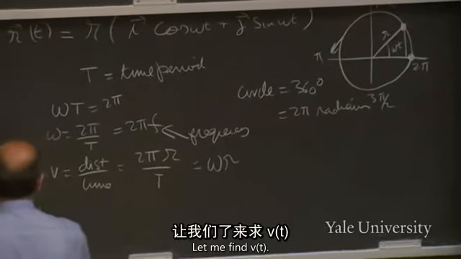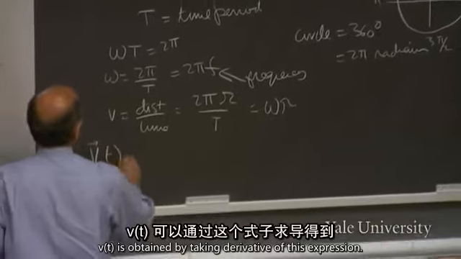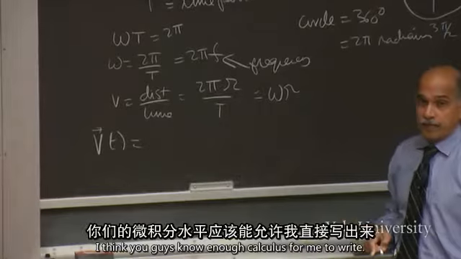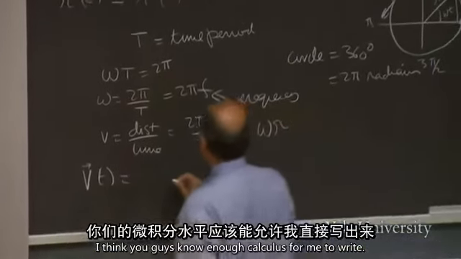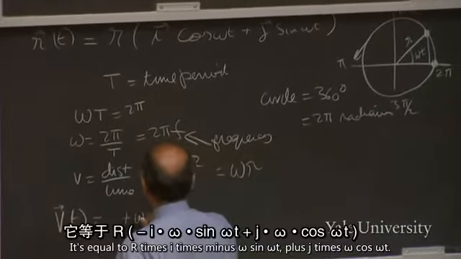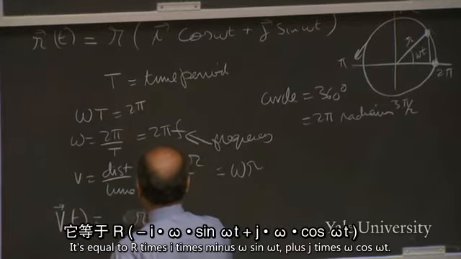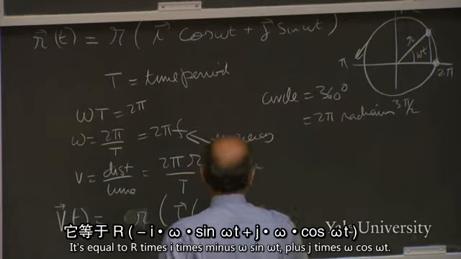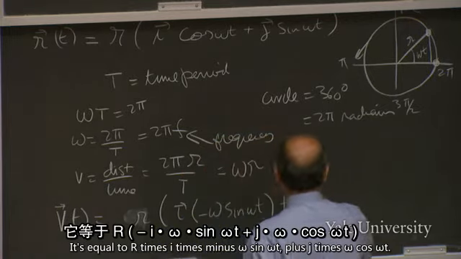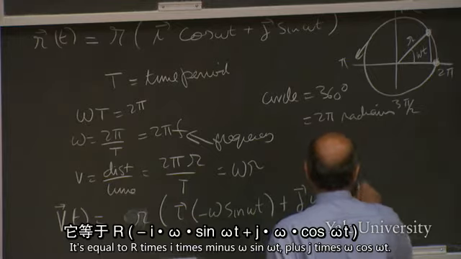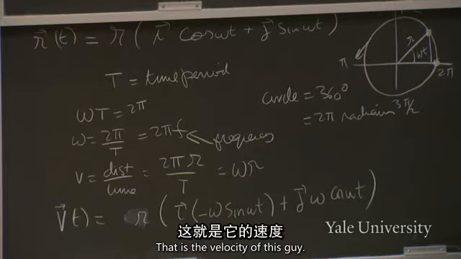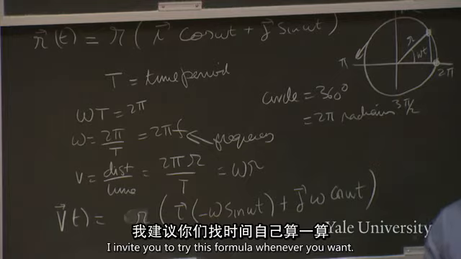So now you can take this velocity and you can take this r. So let me find v of t. v of t is obtained by taking the derivative of this expression. I think you guys know enough calculus for me to write it as r times i times minus omega sine omega t plus j times omega cosine omega t. That is the velocity of this guy, and I invite you to try this formula whenever you want.